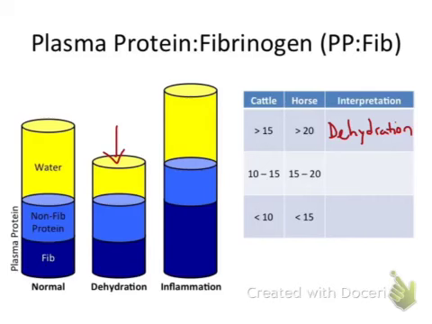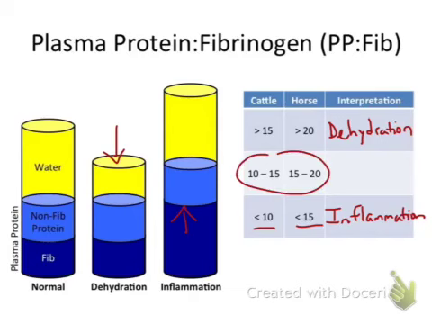However, during times of inflammation, fibrinogen production is increased without an increase in non-fibrinogen proteins, and this results in a decreased plasma protein to fibrinogen ratio. In cattle, this is less than 10, and in horses, this is less than 15. However, if the ratio falls within a gray zone, then we don't know if the hyperfibrinogenemia is due to dehydration or inflammation.